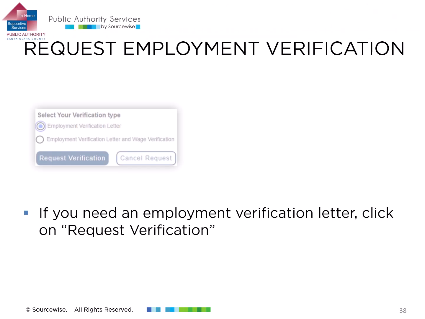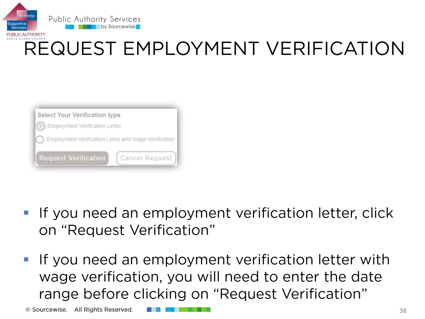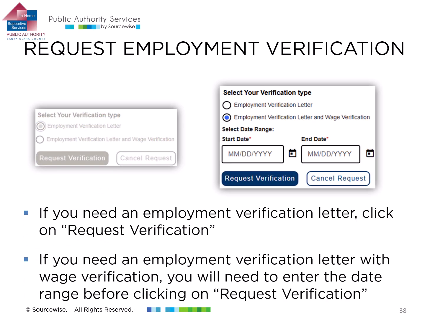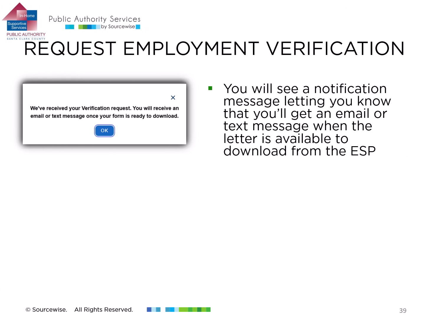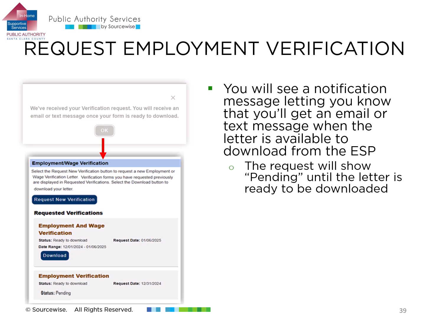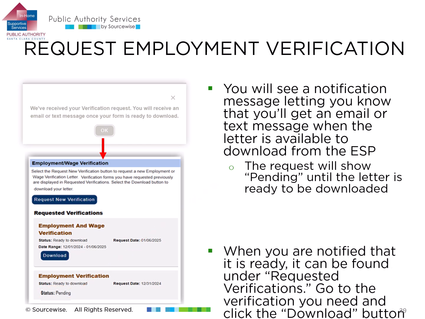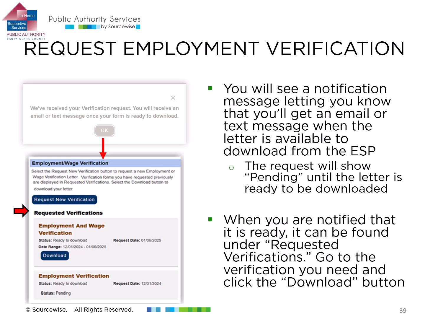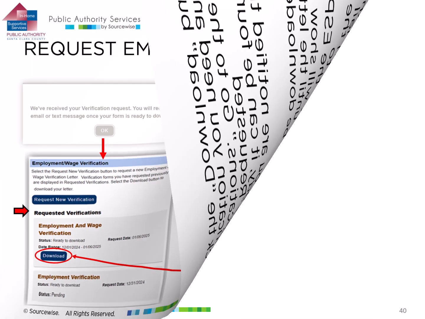If you have selected Employment Verification Letter, click the Request Verification button. If you have selected Employment Letter and Wage Verification, you will need to enter the date range you are looking for before clicking the Request button. A notification window will appear letting you know that you will receive an email or text message when the letter is ready to be downloaded from the ESP. Until it is ready, the status of the request will show pending. When it is ready, it can be found under Requested Verifications.